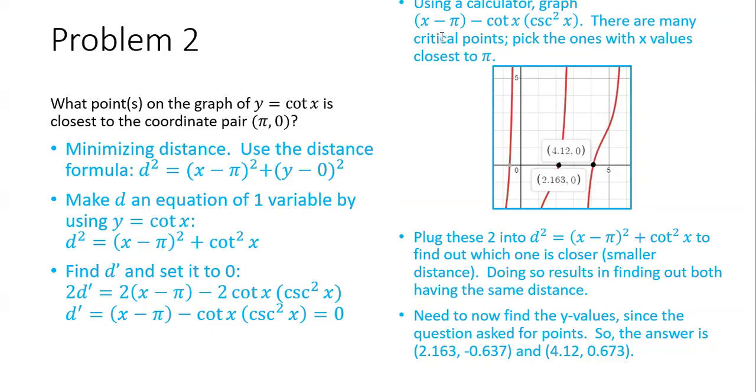So then here's where we need to use the calculator. We graph this and see where it's 0. I don't know if it got cut off on the screen share, but that's what I'm saying here. Graph it and look where it's crossing the x-axis. There are going to be a lot of points. So which ones do we pick? We want the ones closest to x equals pi. Pi is 3.14, around there, right? So x is 2.163 and x is 4.12.